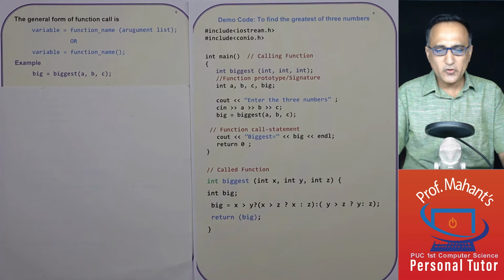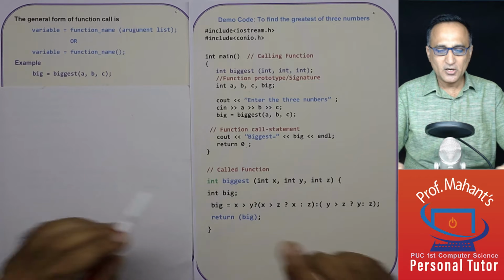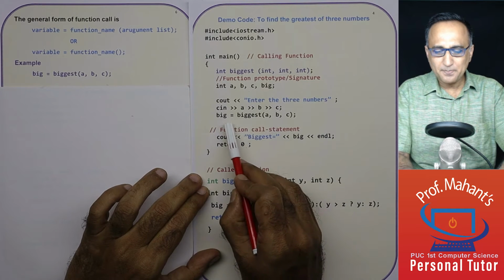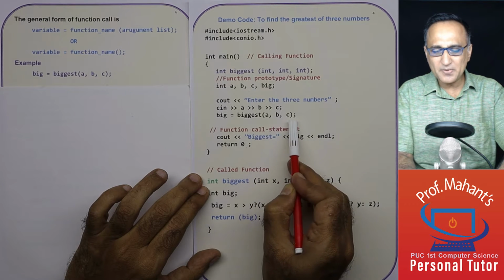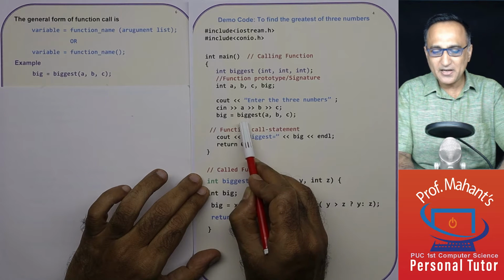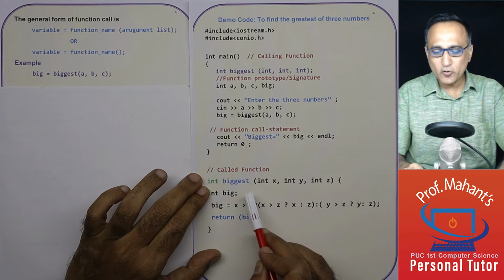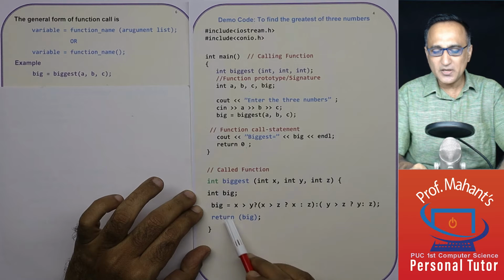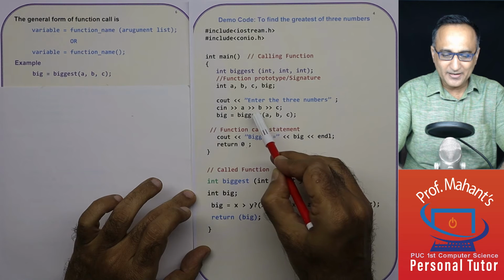Let us now continue to discuss some more terminology and some more concepts associated with user defined functions. So if you see here, big is assigned biggest a comma b comma c. This biggest a comma b comma c is referred to as the function call, because when the compiler encounters this particular line, it will transfer control or jump here and start executing this piece of code, do the calculation, take this big value and return it back.